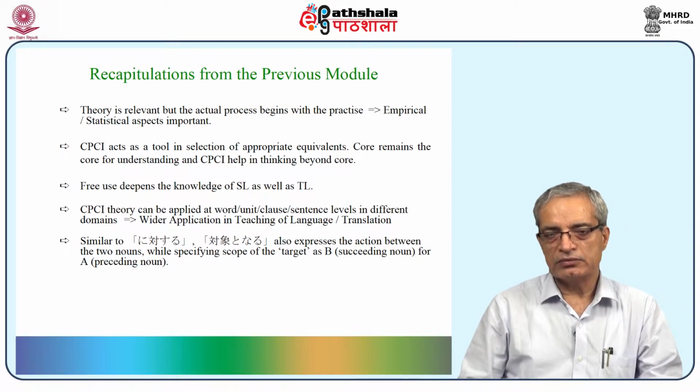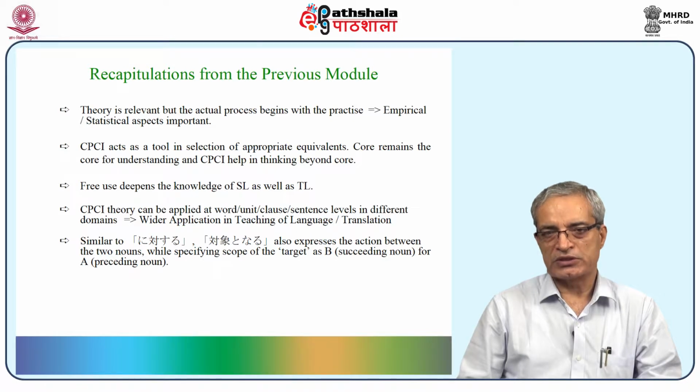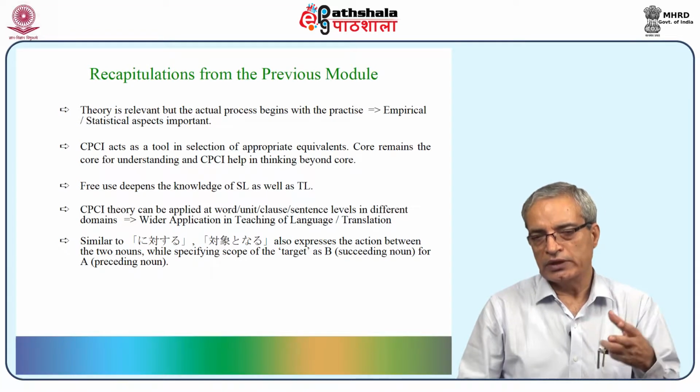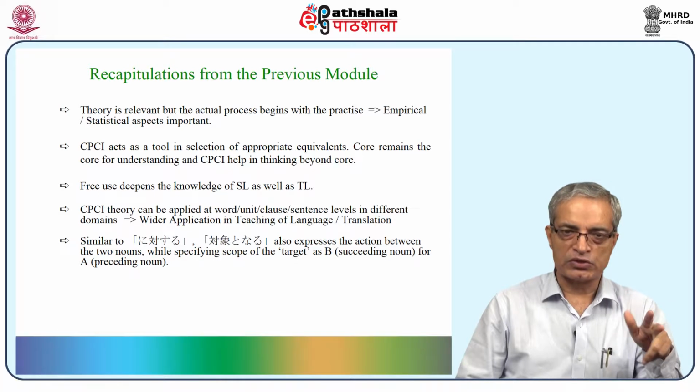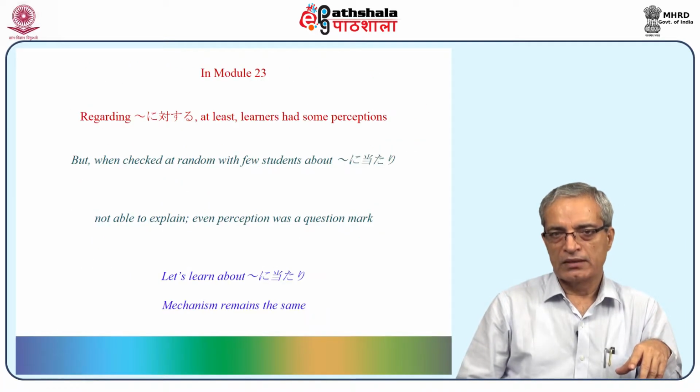Similar to ni taisuru, taisho to naru also expresses the action between the two nouns while specifying the scope of the target as B, the succeeding noun, for A, the preceding noun. These are the two expressions which were done in the previous two modules. Now we go to the next expression.